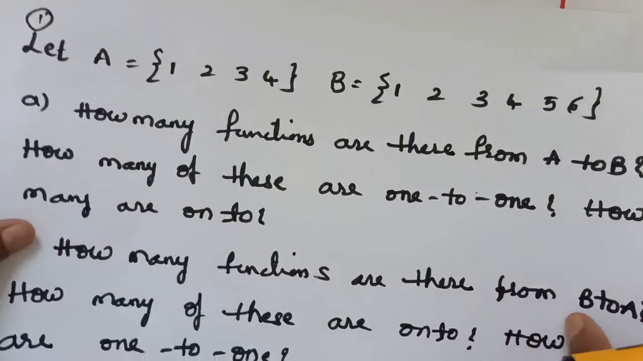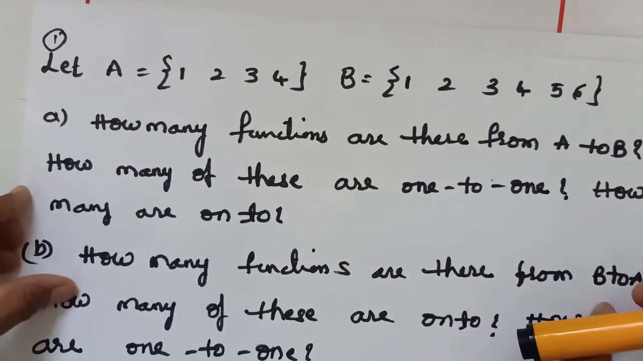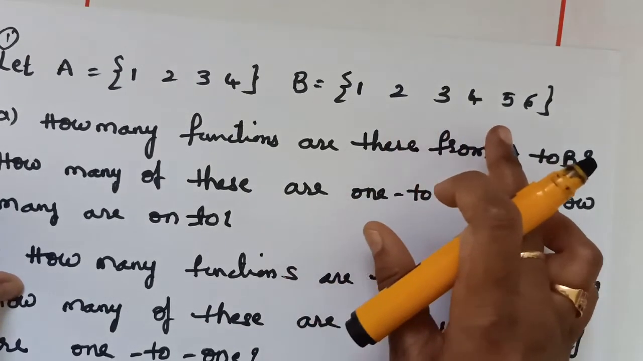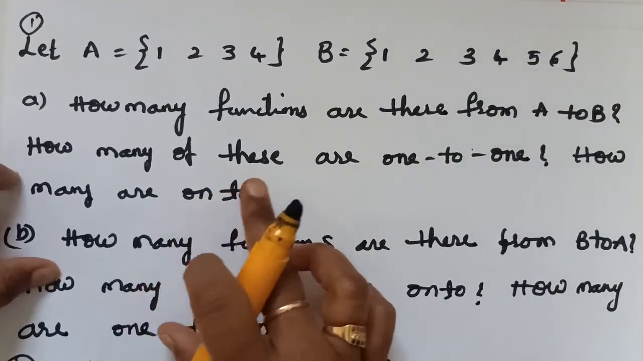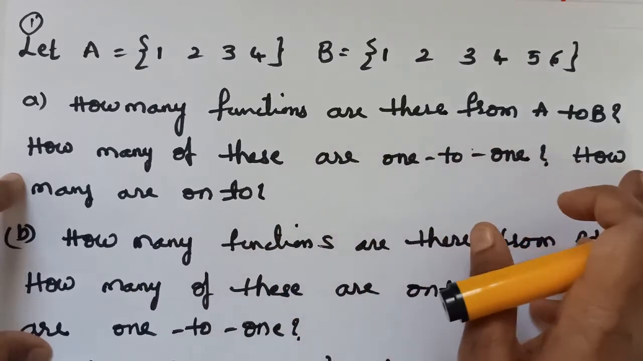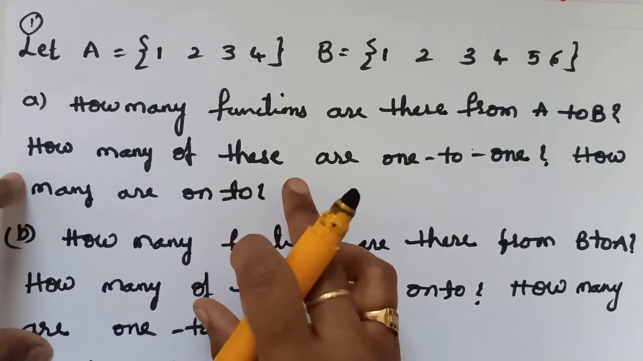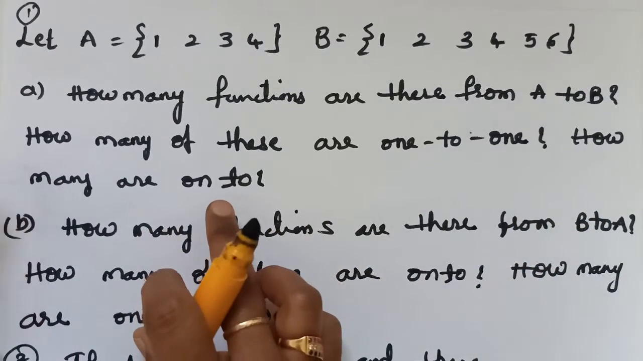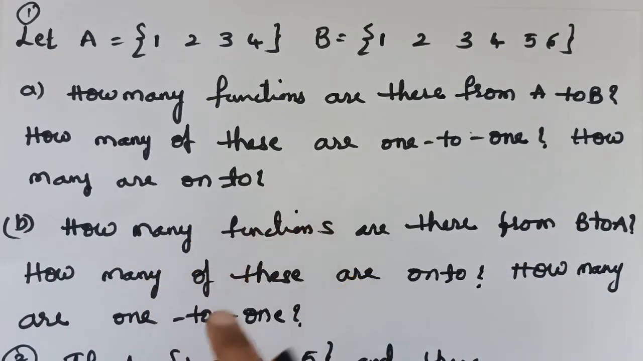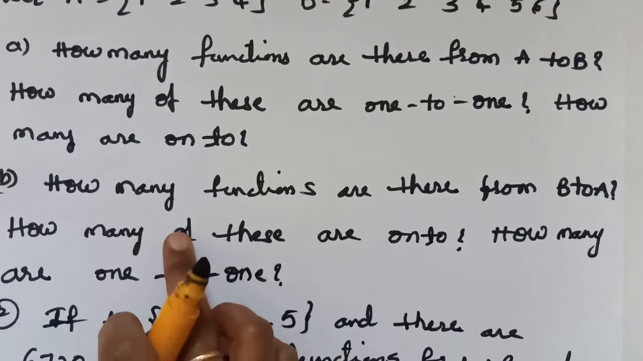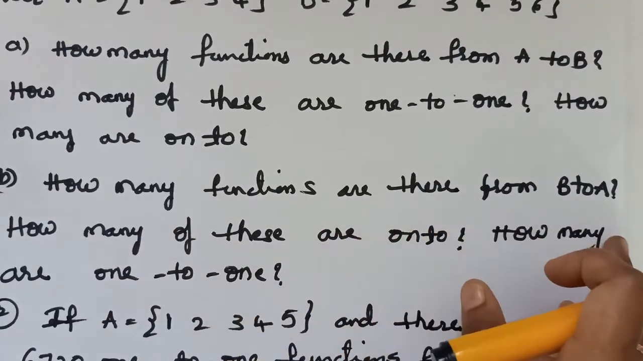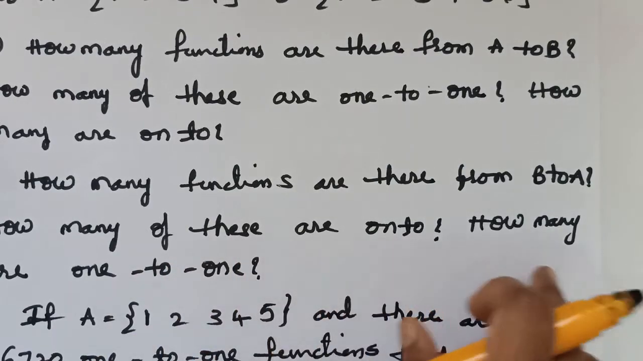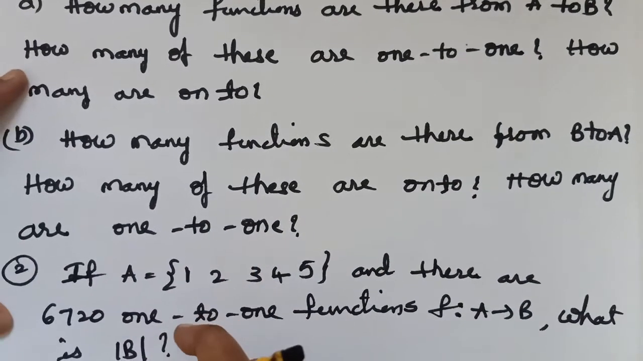First problem: let A be equal to {1, 2, 3, 4} and B be equal to {1, 2, 3, 4, 5, 6}. How many functions are there from A to B? How many of these are one-to-one functions? How many are onto functions? Second part, how many functions are there from B to A? How many of these are onto? How many are one-to-one functions?